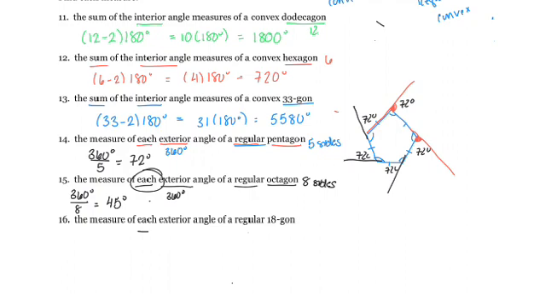And the measure of each exterior angle of a regular 18gon, so I'm going to take 360, which is the sum of all the exterior angles, divided by 18, because it's a regular 18gon, so all of those angles are going to be the same, and that's going to give me 20 degrees.